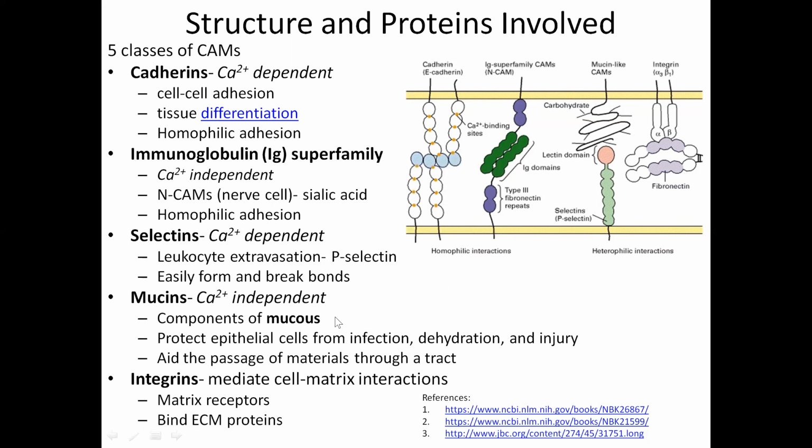Mucins are calcium independent. You can see that here. They are components of mucus. So mucus protects epithelial cells from infection, dehydration, and injury, and it aids the passage of materials through a tract, so like mucus in your throat. Integrins are the final class, and they mediate cell matrix interactions. So they connect the extracellular matrix to the cytoskeleton of the cell, and they can bind extracellular matrix proteins.